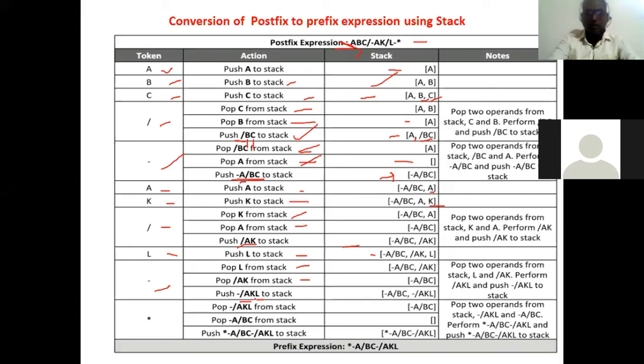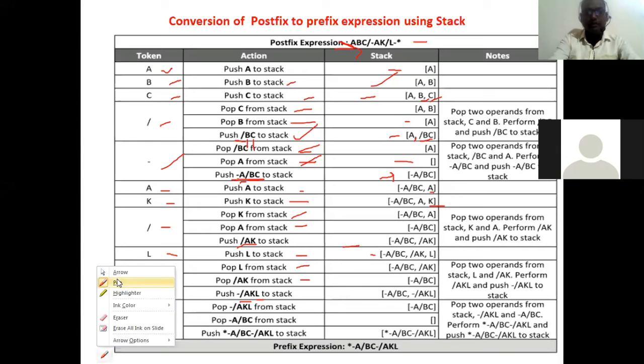Okay. Now the multiplication. In the same way you have to perform the multiplication. You have to pop the two elements from the stack. That is minus divide AK L from the stack. Then pop minus A divide BC from the stack. And finally, you have to apply the multiplication. So you have to write the multiplication, minus A divide BC.